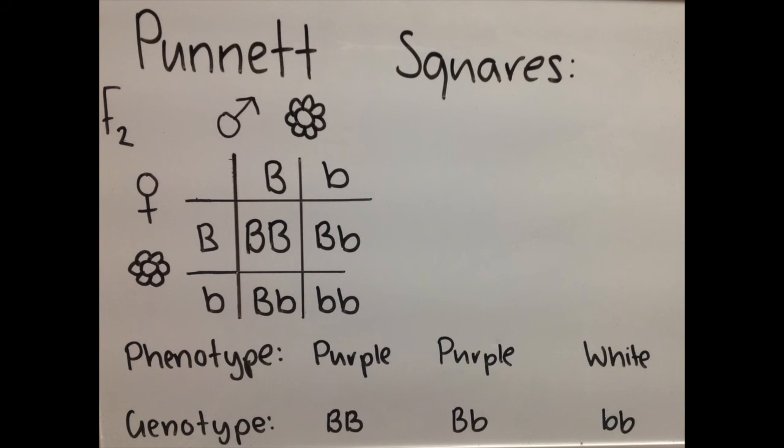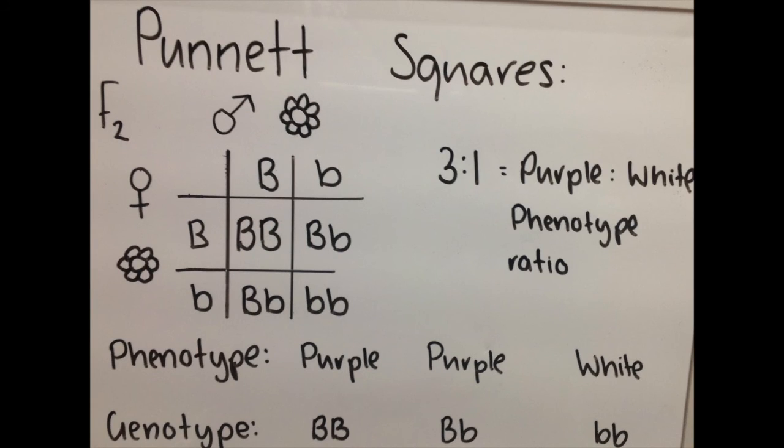We can now see the phenotypes and genotypes. 1. Purple phenotype, genotype big B, big B. 2. Purple phenotype, genotype big B, little b. 1. White phenotype, genotype little b, little b. This gives us a 3:1 ratio of purple to white phenotype.